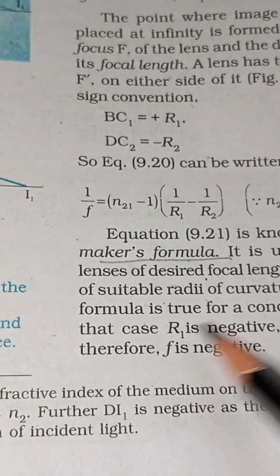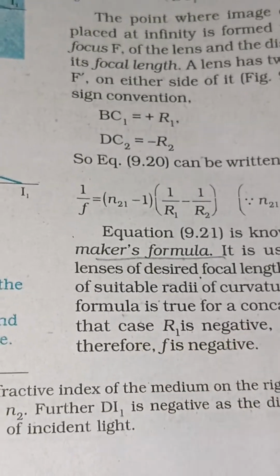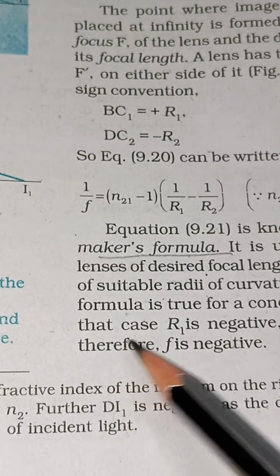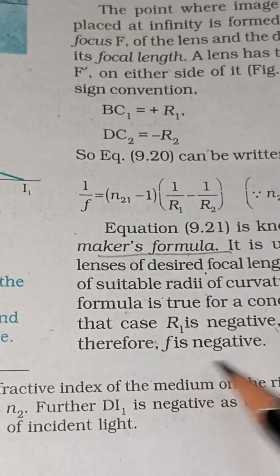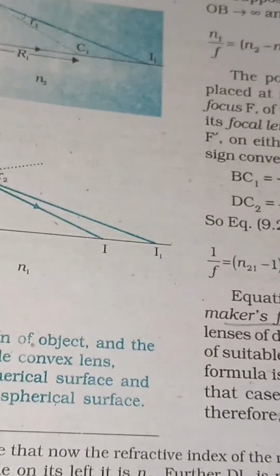It is useful to design lenses of the desired focal length using surfaces of suitable radii of curvature. Note that the formula is true for a concave lens also, in which case R1 is negative, R2 positive, and therefore f is negative. Okay, so we can see in the next page.